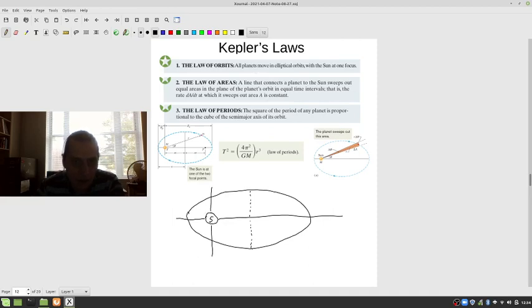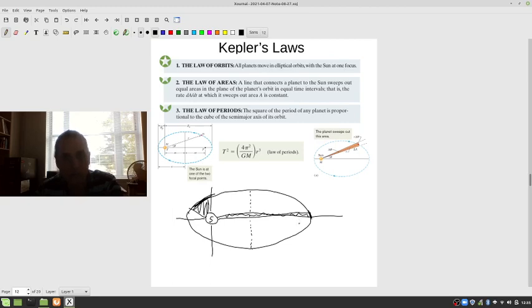Then the other one is that if you sweep out a similar area, it takes the same amount of time. So like right here, you can see that our object didn't cover as much distance in the amount of time as it covered over here. Here it's moving more quickly, here it's moving more slowly, but they cover the same amount of area in that 2D plane.